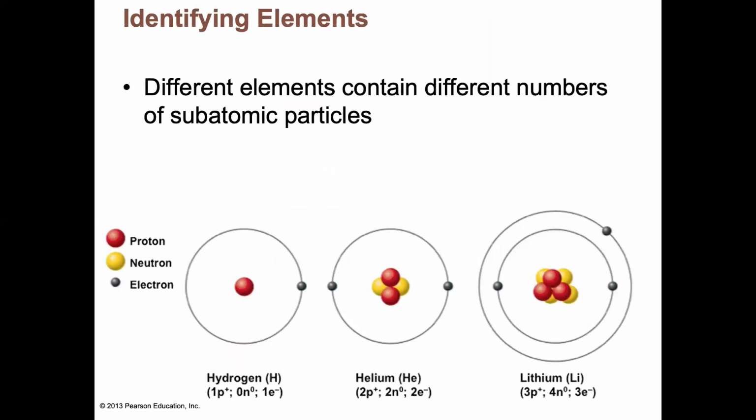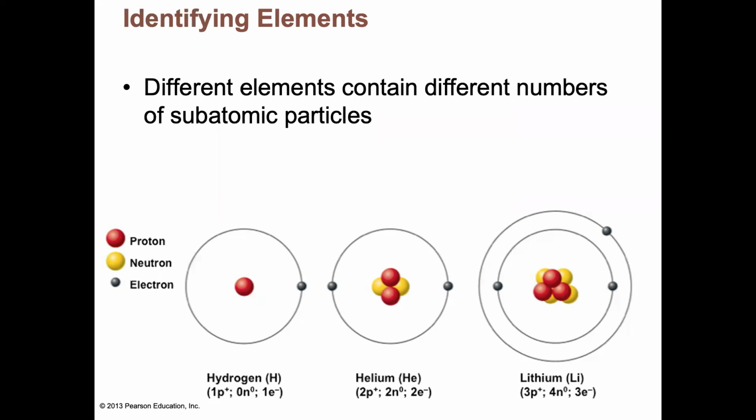If we look at the atoms of some of the different elements, with the lightest element, hydrogen, you have one proton in the nucleus and one electron in what we call the first orbital. The next heaviest element, helium, has two electrons in the first orbital, and two protons and two neutrons in the nucleus. And then lithium has three electrons outside, with two in the first orbital and one in the second, and three protons and four neutrons.